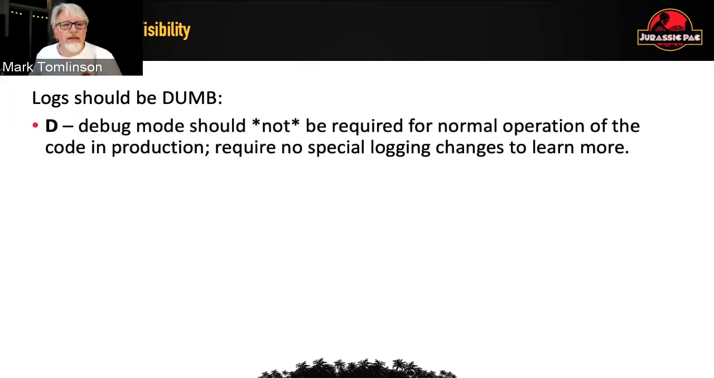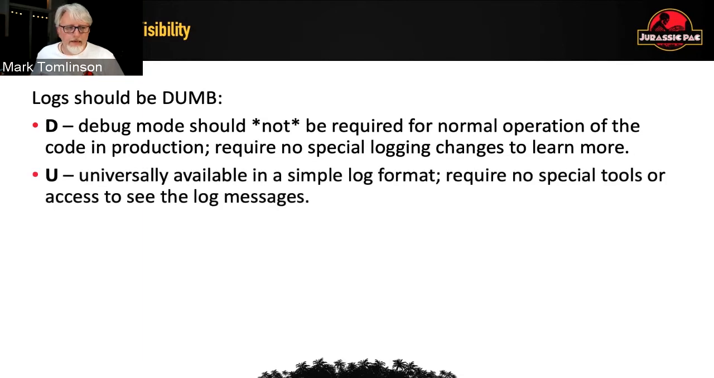D for debug mode not required. Debug mode should not be required on normal operation of the code in production, meaning you should require no change to the logging level in order to operate the application. The log should be dumb. Normal logging has everything we need in it.